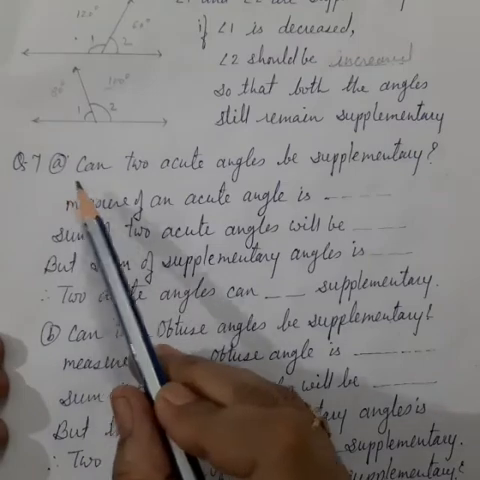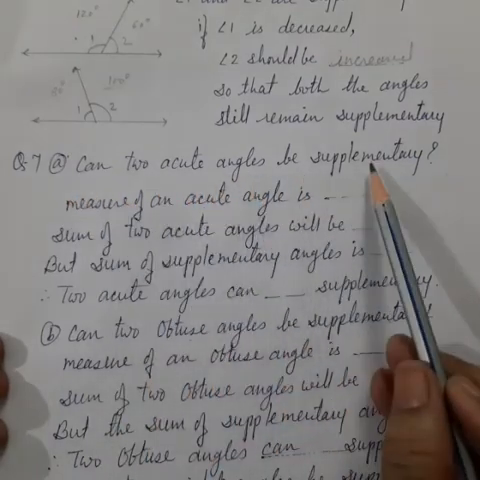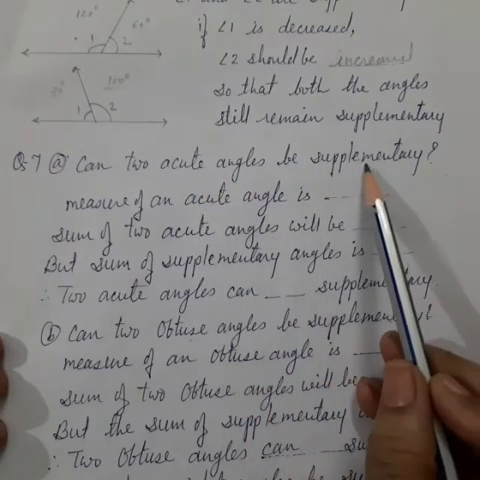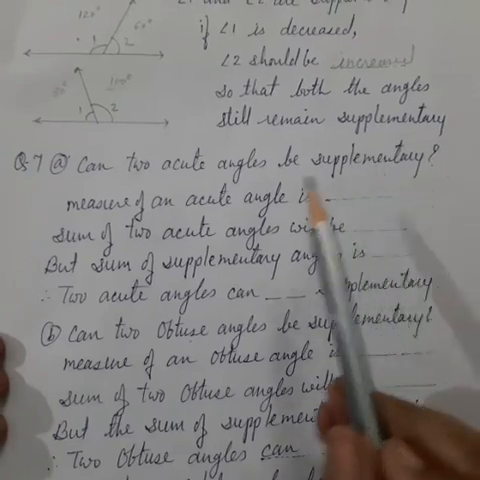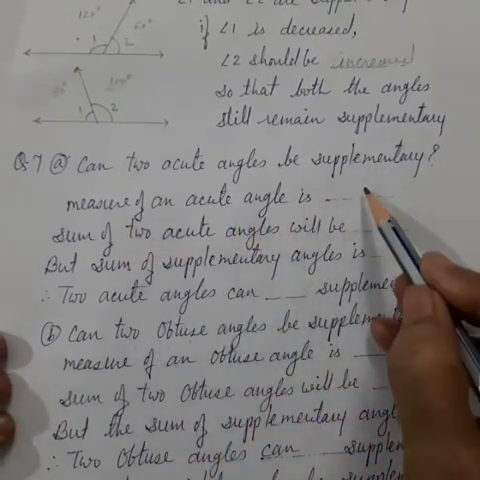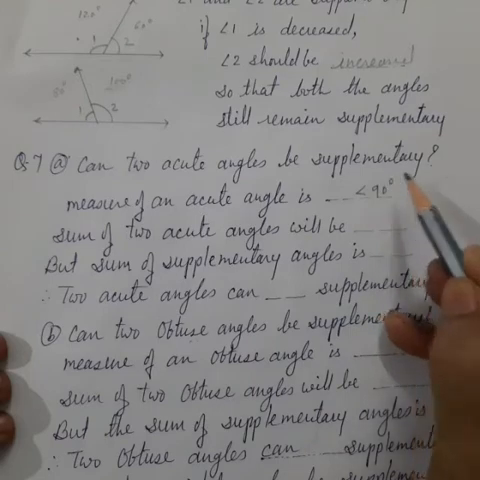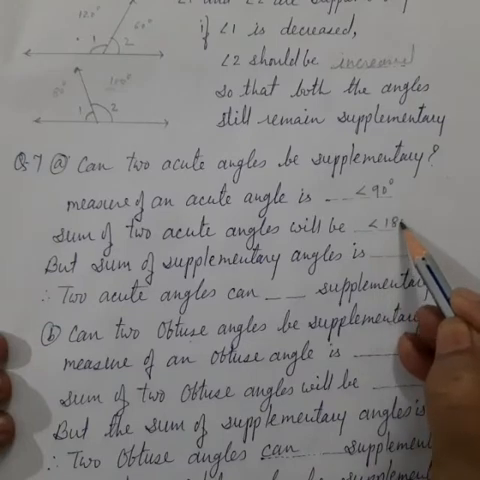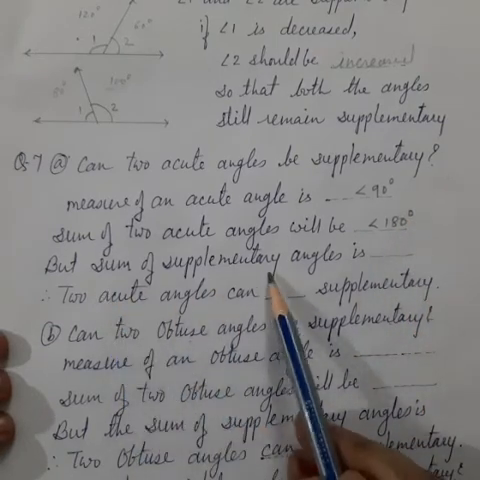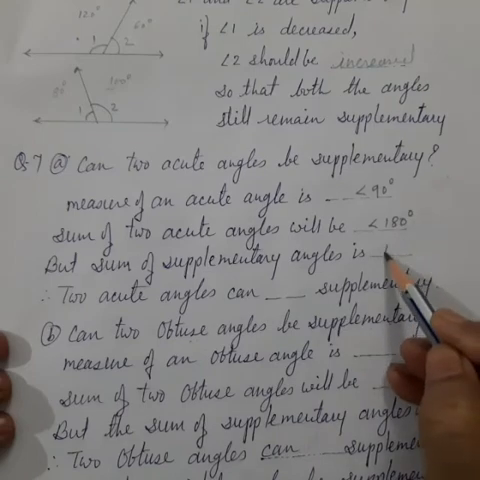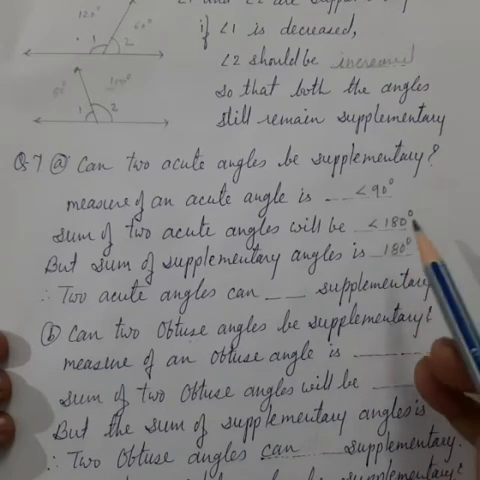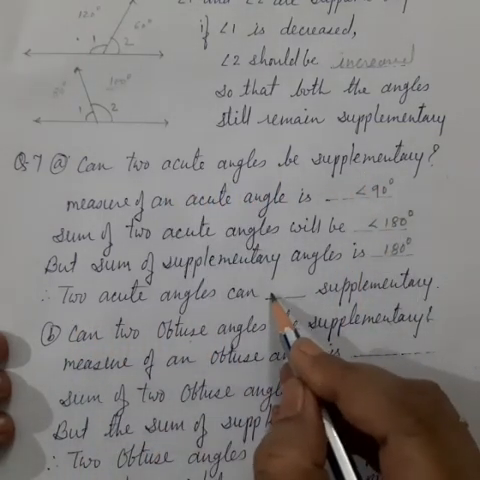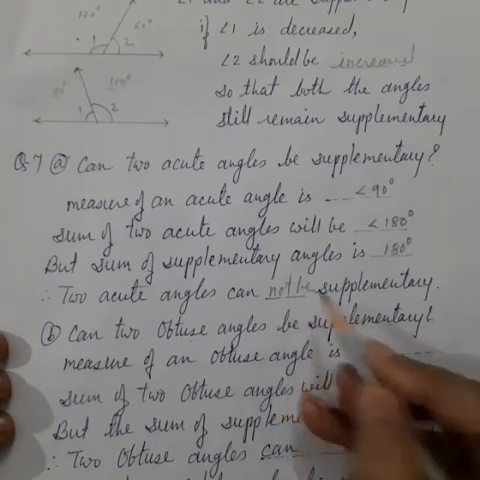Question 7, A part. Can two acute angles be supplementary? Acute means less than 90 degrees. Supplementary means the sum of two angles is 180 degrees. We know that the measure of an acute angle is less than 90 degrees. So the sum of two acute angles will be less than 180 degrees. But for supplementary angles, the sum should be exactly equal to 180 degrees. So these two angles cannot be supplementary. Two acute angles cannot be supplementary.